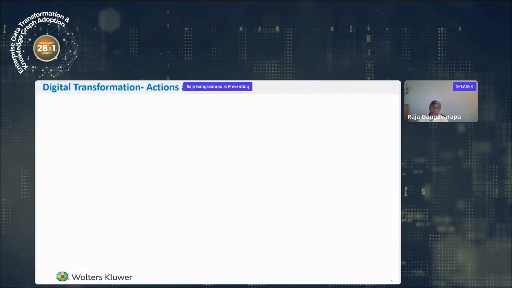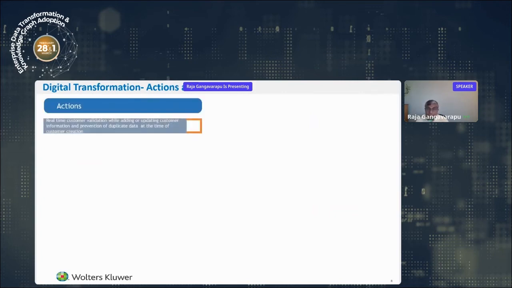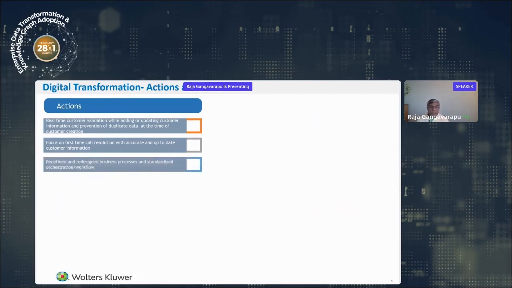So quickly, my last slide, on the actions and results that we achieved. Real-time customer validation while adding and updating customer information, and prevention of duplicate data at the time of customer creation. Focus on first-time call resolution with accurate and up-to-date customer information. Redefine and redesign business processes and standardize orchestration workflow. Through real-time integration, cleansed and massaged data is presented through self-service channels, with a unique customer identity throughout the organization.